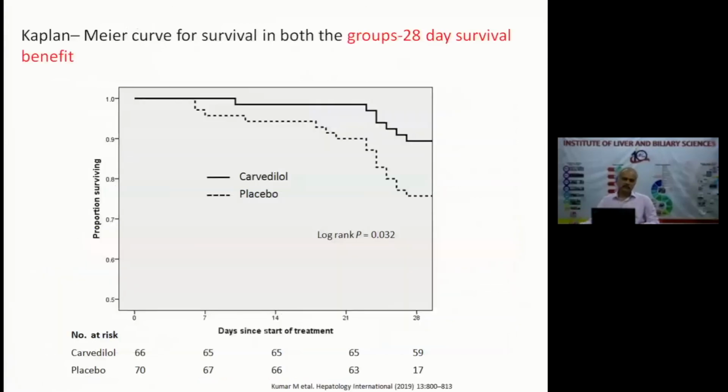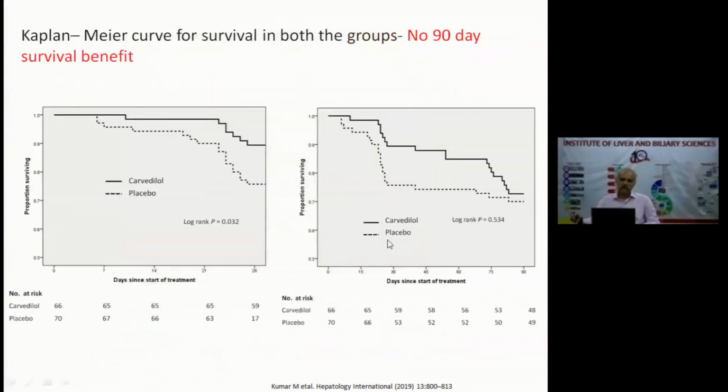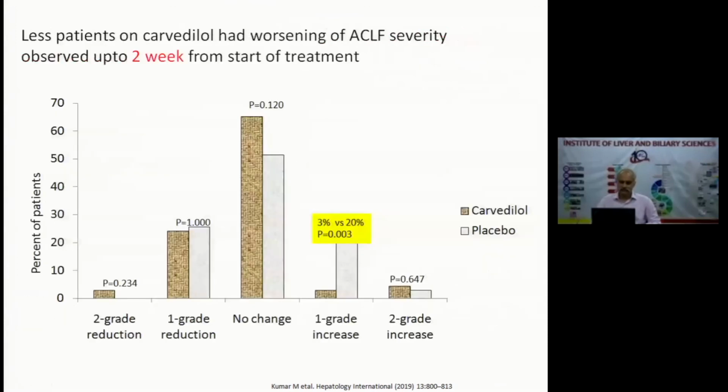If we see the Kaplan-Meier curve for survival in both groups at day 28, carvedilol patients had significantly better survival as compared to the placebo group with a log-rank P value of 0.032. But this is the 28-day survival; by 90 days the survival benefit is gone, and there is no significant difference between the carvedilol versus placebo group as far as the survival is concerned.